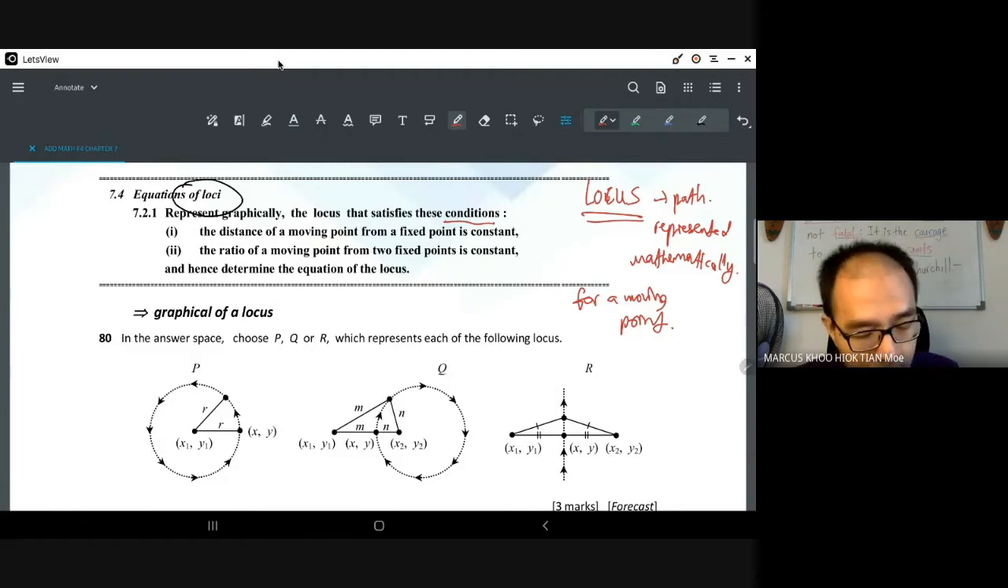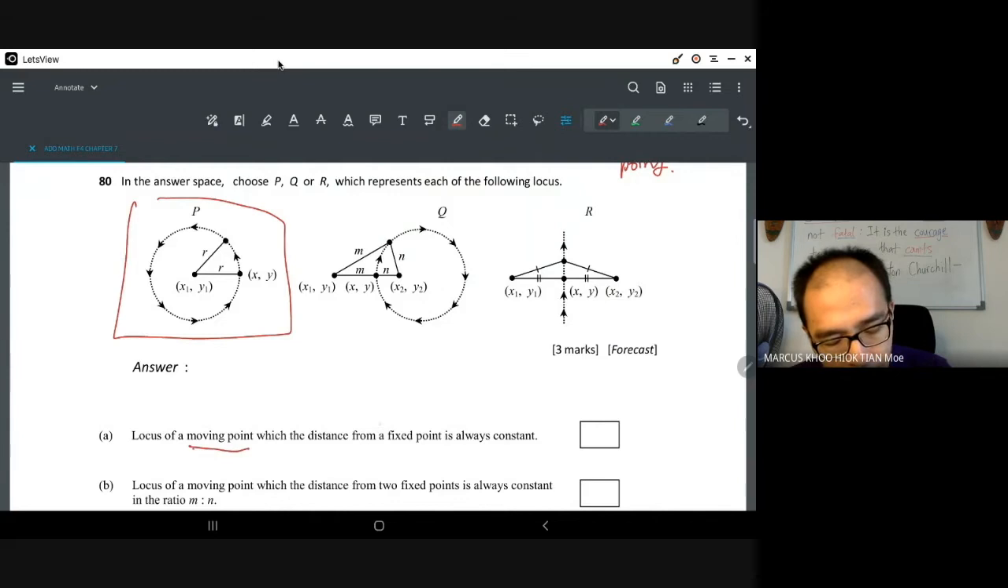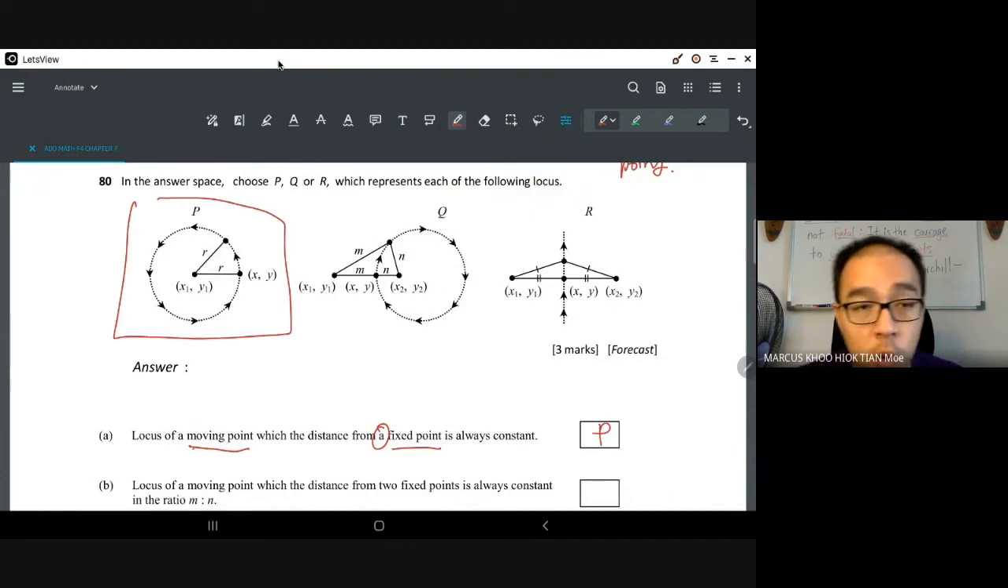So for example, the first one is the distance of a moving point from a fixed point. That means one fixed point, one moving point. This is the first one, so you write it down there. One fixed, one moving. And this locus is represented by this. So the locus of a moving point where the distance from one fixed point is constant is locus P. So this is the path.